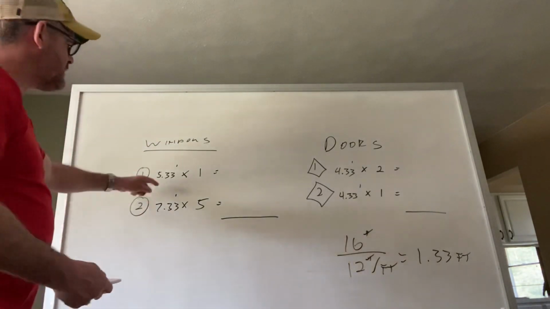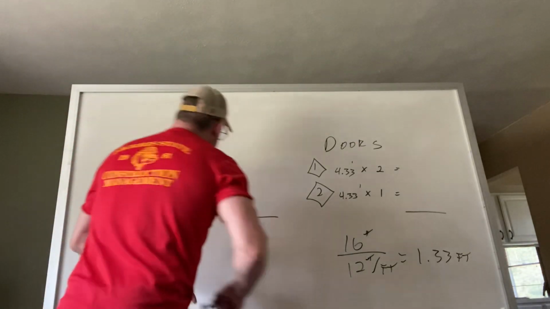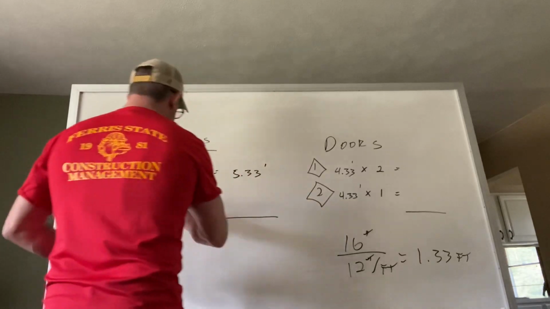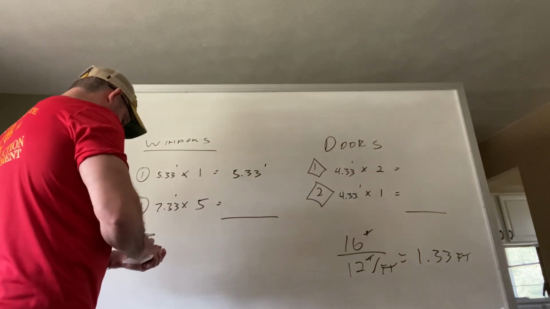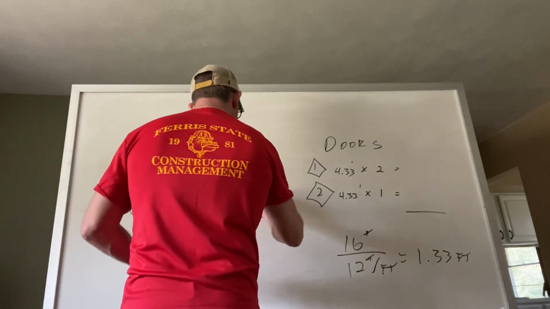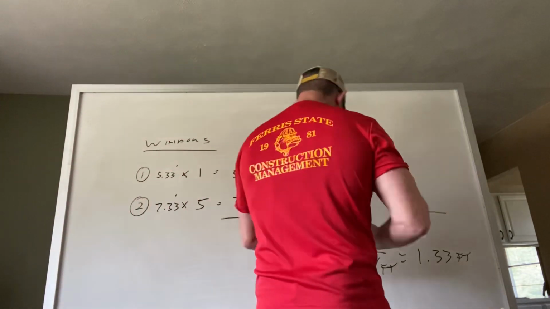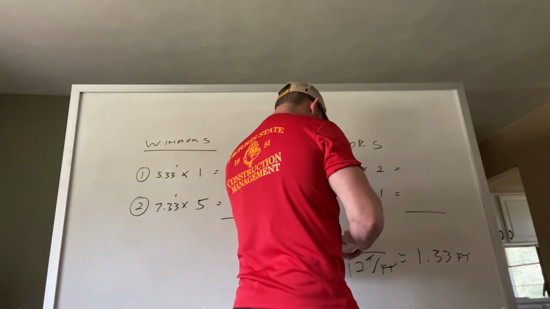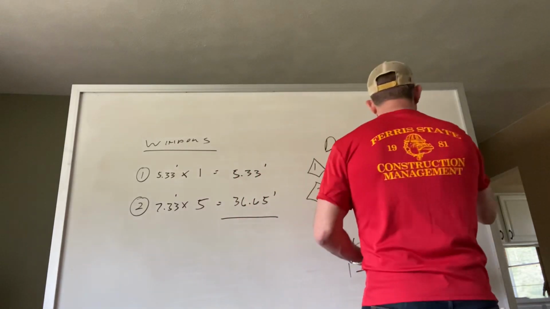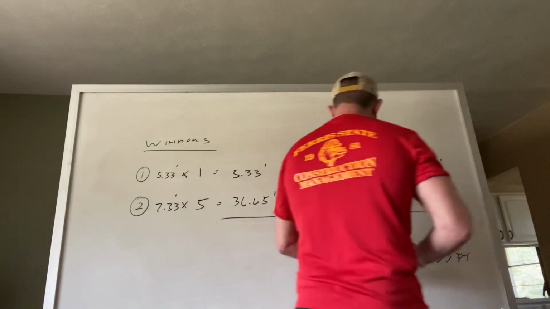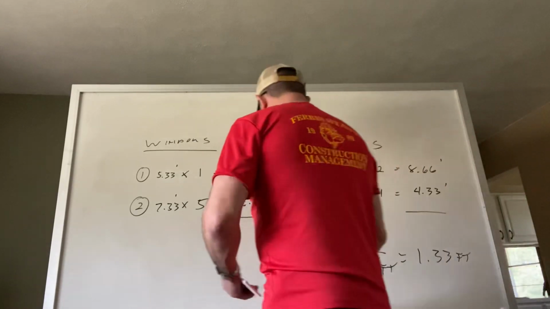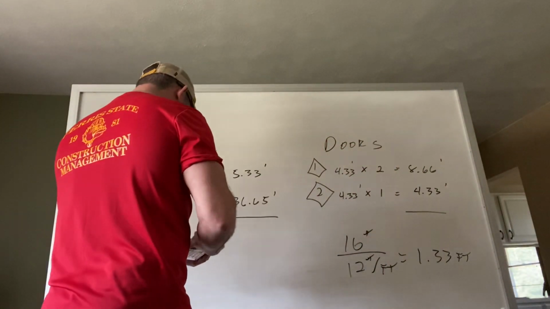Okay, so now I'm going to have to walk through and do my math again. So 5.33 times 1, 5.33 feet. 7.33 times 5, 36.65 feet. 4.33 times 2, 8.66 feet. 4.33 times 1, 4.33. Now I add those together.